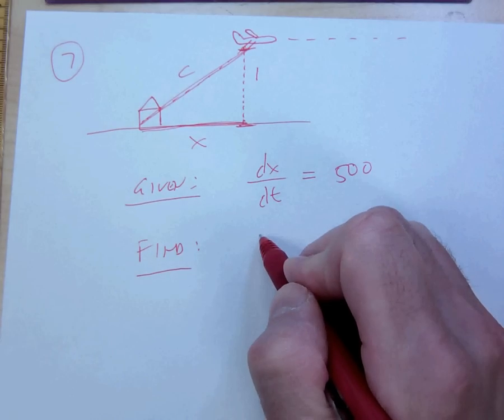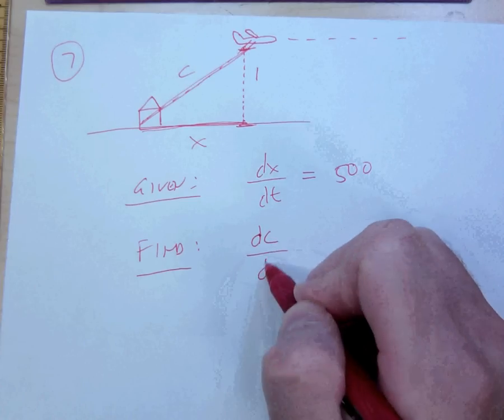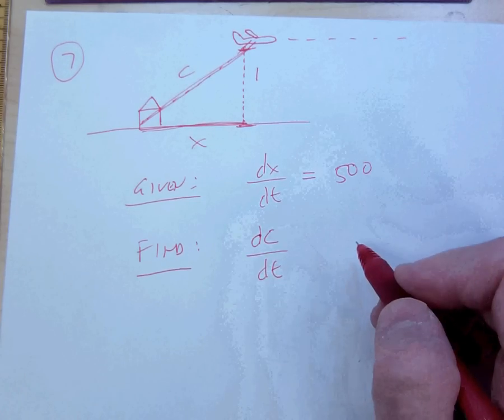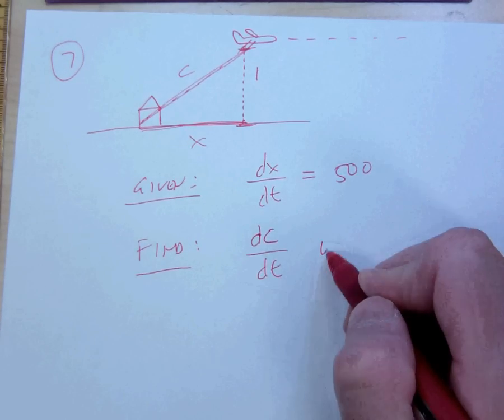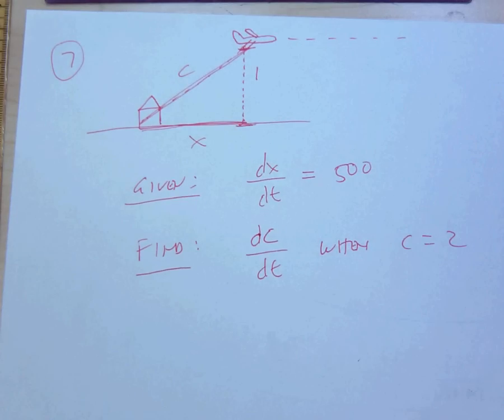What would that be? dc over dt, at the moment in time when the plane is 2 miles from the station. In other words, when c is what? 2 miles. Got that, guys? Okay, now there's another homework problem.